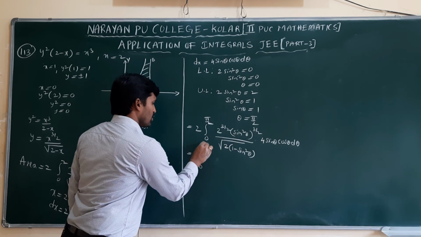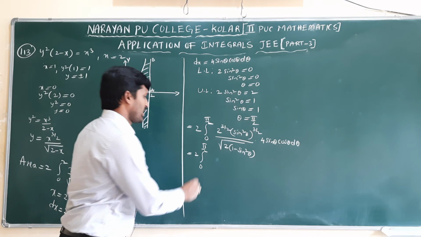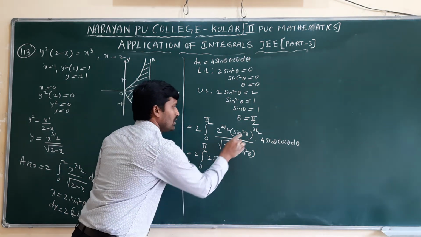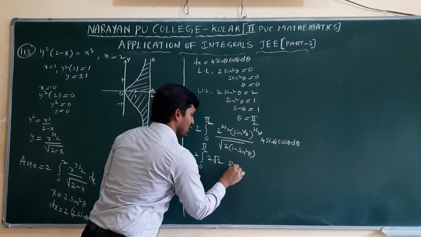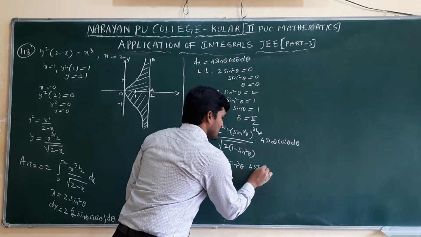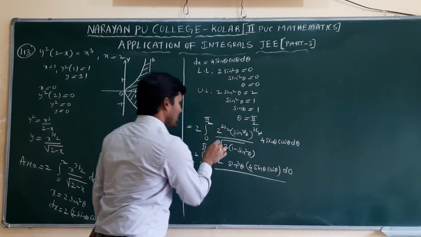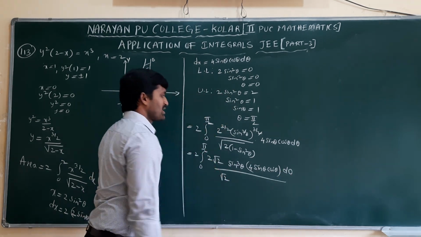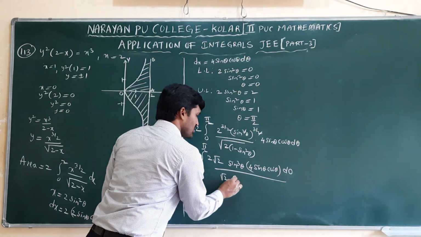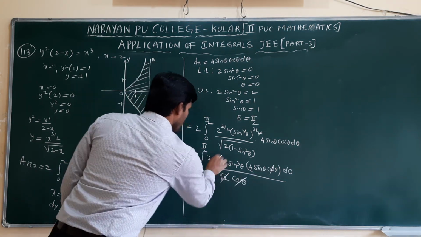2 into integral 0 to pi by 2. 2 power 3 by 2 means root 8, and root 8 means 2 root 2. The 2 squares cancel, sin cube theta into 4 sin theta cos theta d theta by root 2. 1 minus sin square is cos square, and root of cos square is cos theta. I am writing this directly here. Cos gets cancelled, root 2 cancels.